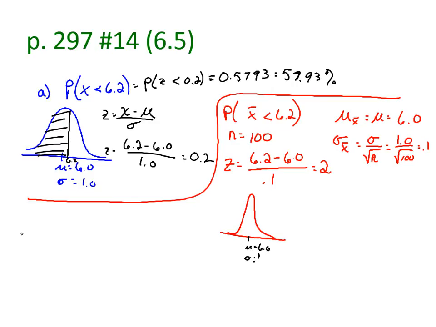0.1. And so we're wanting to find when the z-score is 2, and we're finding the probability that it's less than that. So we're finding the probability that x, the sample mean, is less than 6.2. It's the same as finding the probability that z is less than 2, which is what this time? 0.9772, or 97.72%.